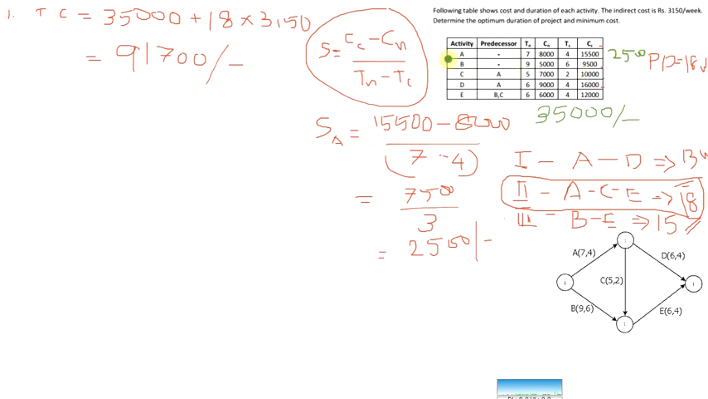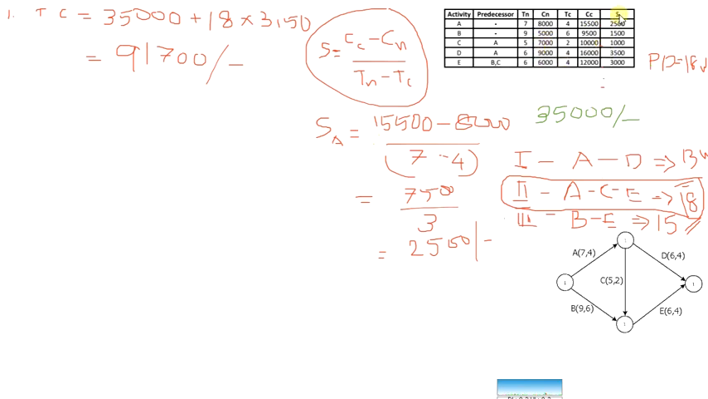For activity B it will be 9,500 minus 500, that is 4,500, divided by 3, and it will be 1,500. So I have calculated the slope of each activity and I have shown it here. You can see here, these are the slopes of each activity.